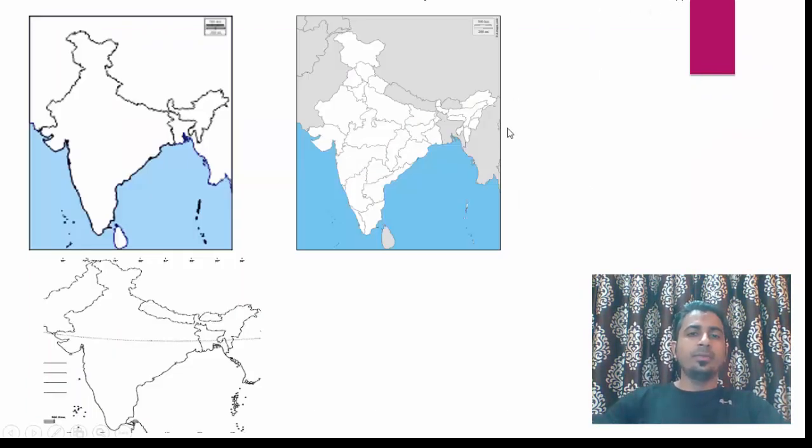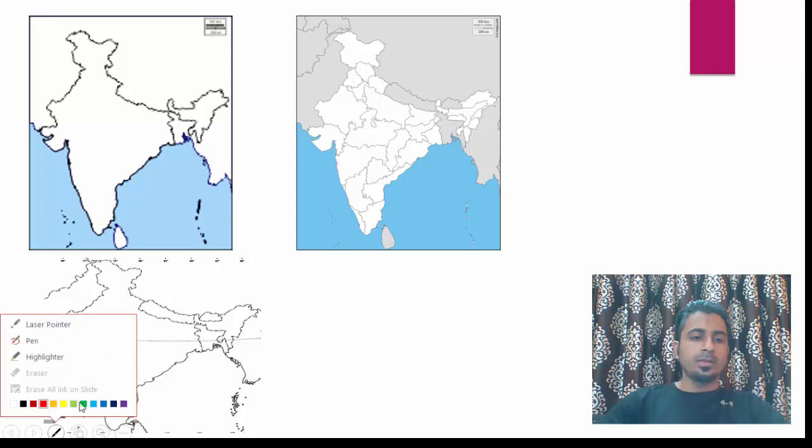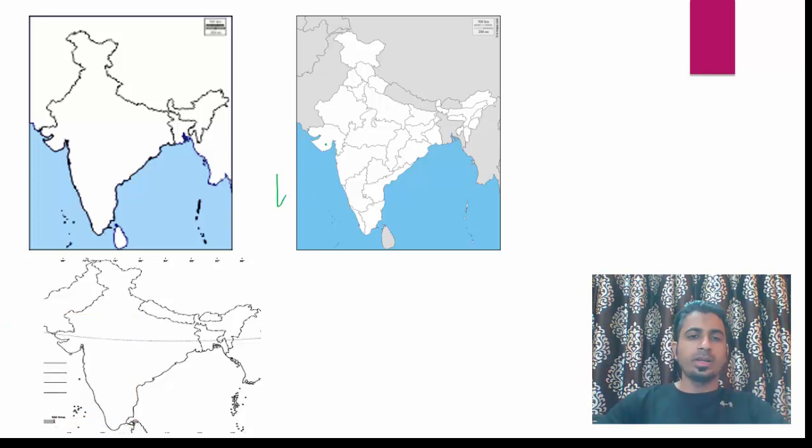So see, you will get many types of maps, but I will tell you which map you have to use. So this one, this map is a political map. You will use this map only for states and cities. Okay. But for real map practice, you will have to take the physical map. So these two are examples of physical maps.